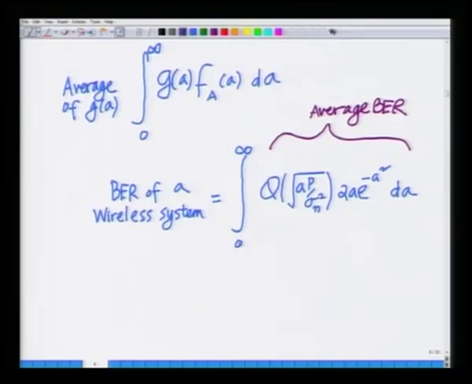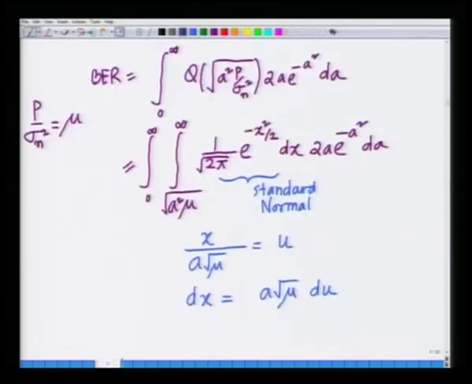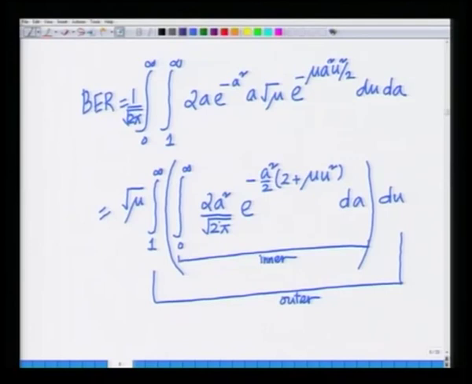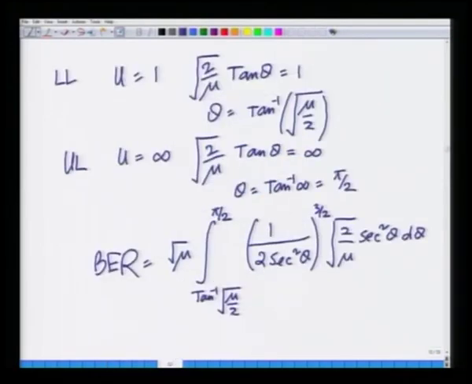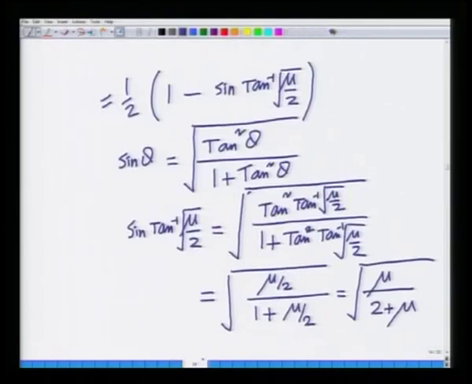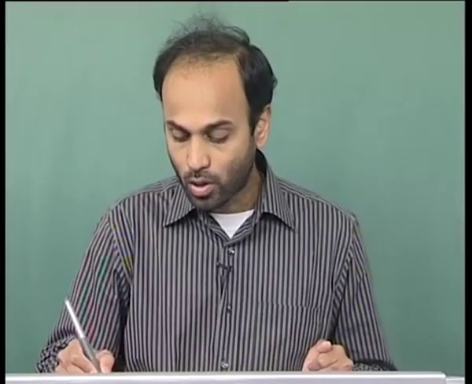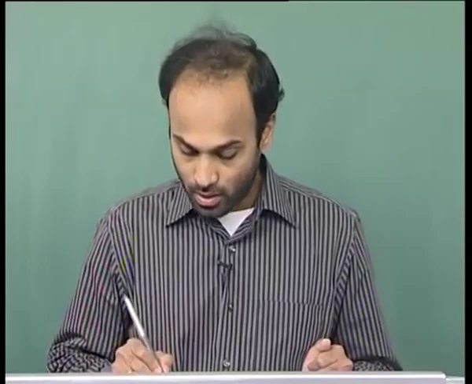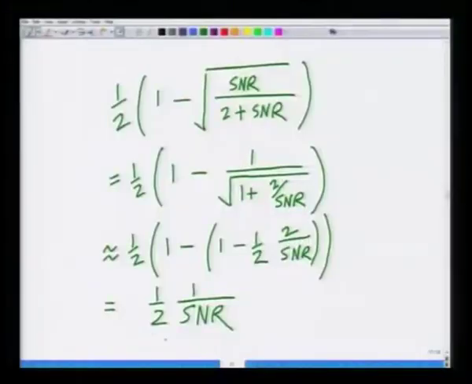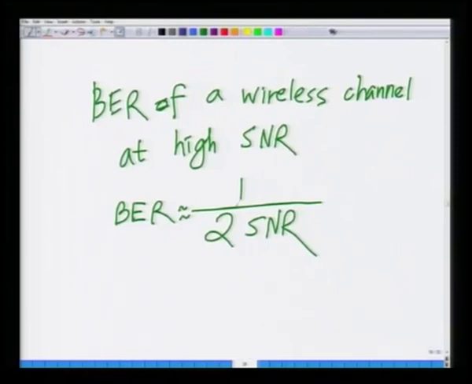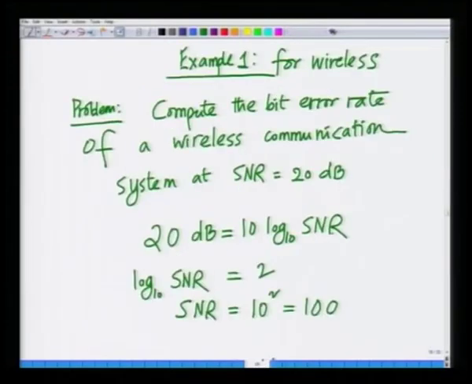Then we went through an elaborate procedure of evaluating this integral. Let me not go over it again, but I will just show you the steps involved, so that you can recollect what we did in the last lecture. And finally, we derived the bit error rate expression of a wireless system as shown in this slide, which is half times 1 minus square root of SNR over 2 plus SNR. We also said that this can be approximated as 1 over twice SNR, that is, the bit error rate of a wireless system can be approximately given as 1 over 2 SNR. This is what we derived in the last lecture.